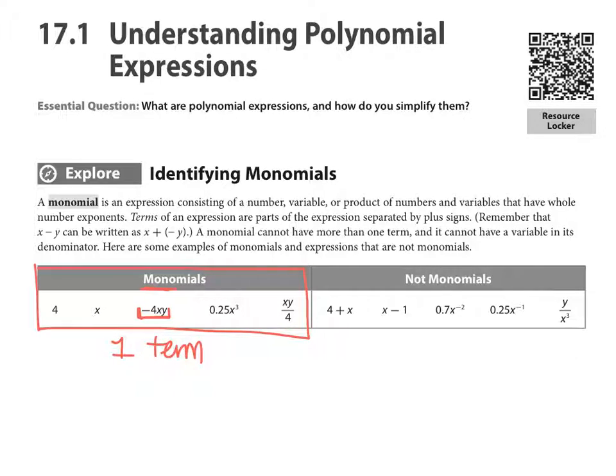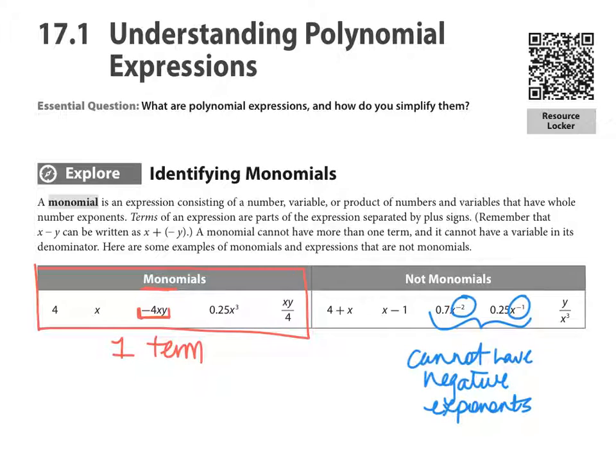Things that are not monomials, for instance, this 4 plus x, that's not going to be a monomial because it's got two pieces connected by addition, right? It's got a 4 and an x. X minus 1, same issue. So you can't have two pieces. Also, we cannot have negative exponents, so you probably need to write that down. And lastly, this last one, even though it looks like one piece, we can't have that because that is causing the x to the third to be on the bottom. So we can't have variables in the bottom of a fraction.